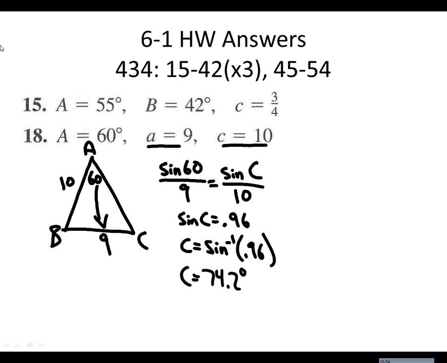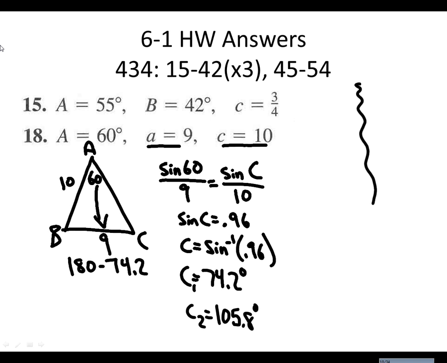degrees. We're always going to go 180 minus that to get our other possible angle. So C1 option is 74.2. C2, the second option for C, if we subtract 74 from 180, we end up with 105.8 degrees. All right, I'm going to make a little chart over here for our two possible answers. We got C as 74.2. Other option is C equals 105.8 degrees.